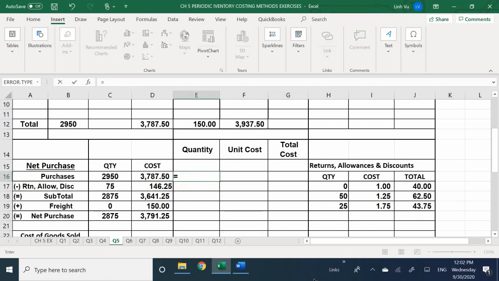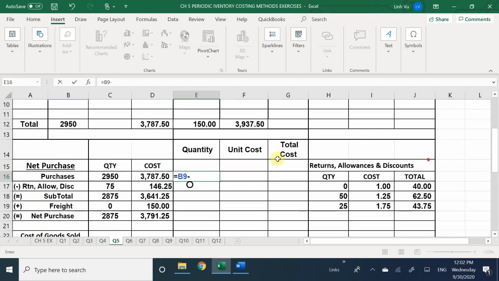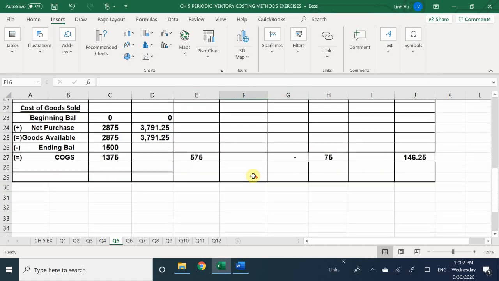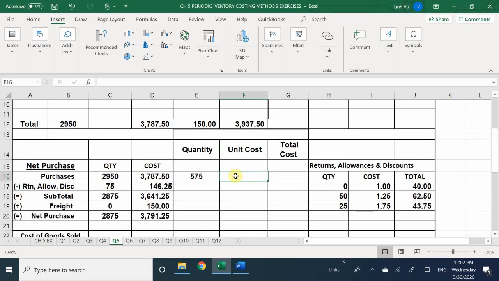So in this case, we're going to take our 600 and we're going to subtract our 25 to get us a grand total of 575, okay? And are we going to utilize all of it? In this case, yes, we are. So we don't need to make a calculation there.